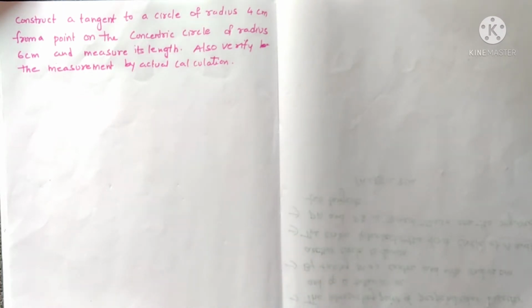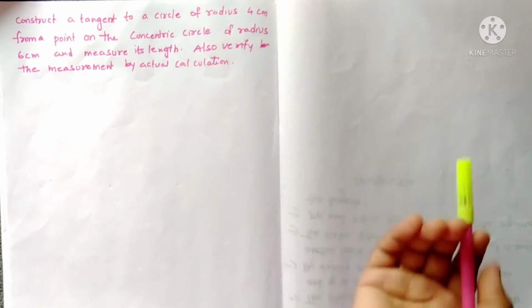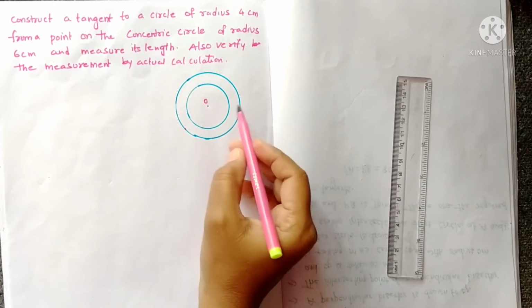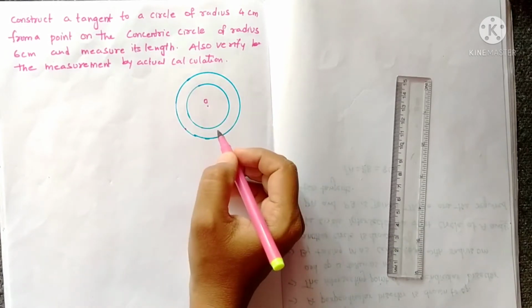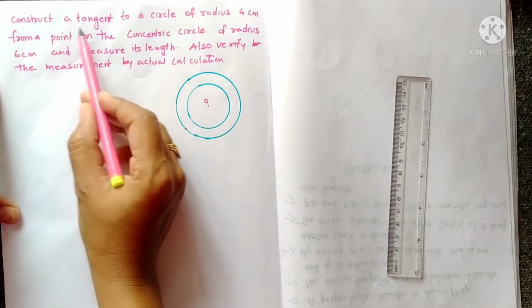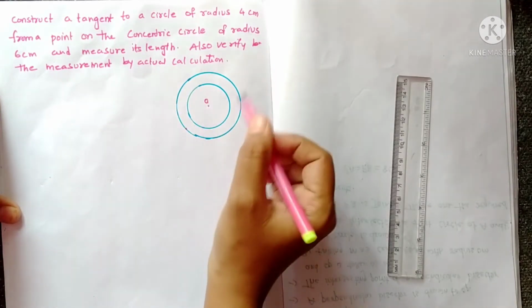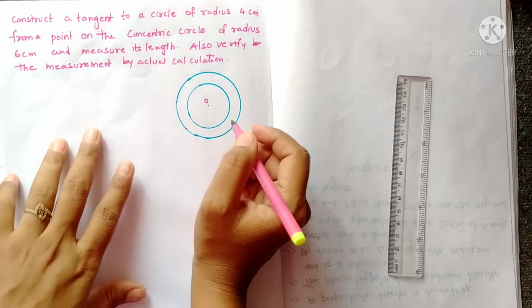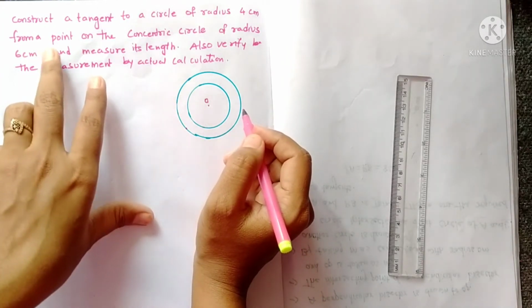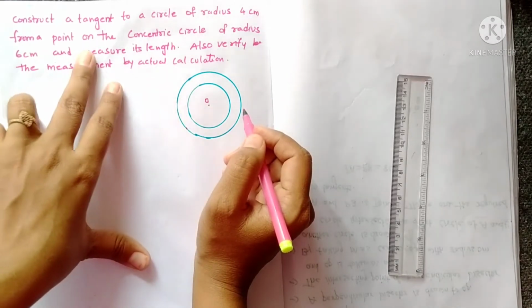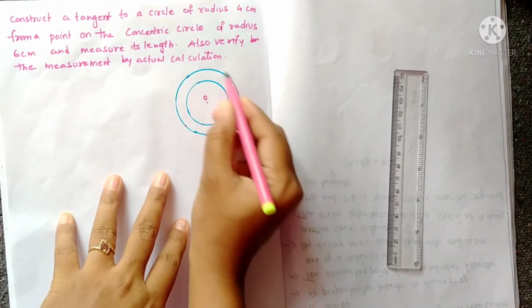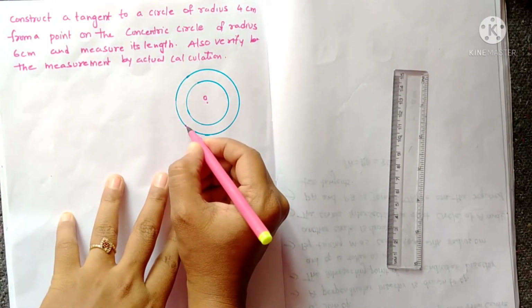Here two circles are there and the two circles have the same center. That's why they are called concentric circles. If you want to draw the rough diagram, these are the two concentric circles. Here we have to construct a tangent to a circle of radius 4 centimeters. To this small circle, we have to draw a tangent. From where? From a point on the concentric circle of radius 6 centimeters. So this big circle is there with radius 6 centimeters.